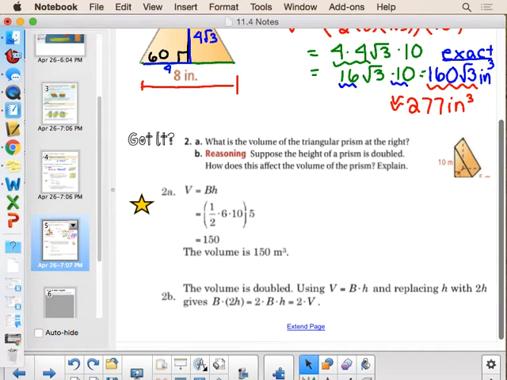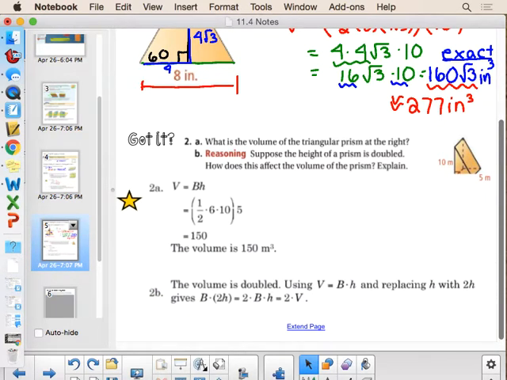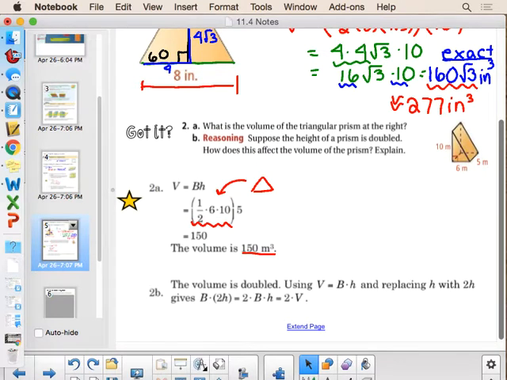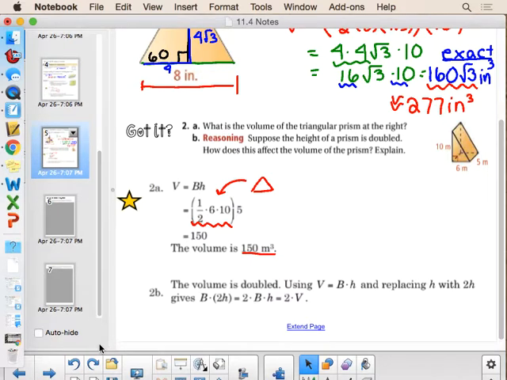Solutions have been provided. This is how you should get your answer of 150 meters cubed, okay? Please note that these are the measurements you would need to find the area of the triangular bases, okay? Probably should move this up so you can see the measurements if necessary. And please note that if the height of a prism is doubled, because this is one of the pure components of volume, this is also going to affect our volume and it's going to double it. All right, that concludes prisms.